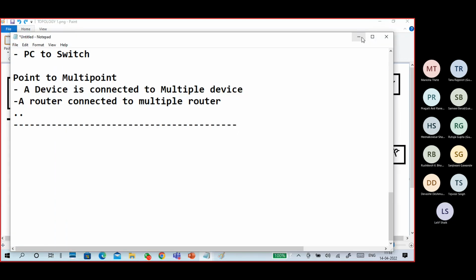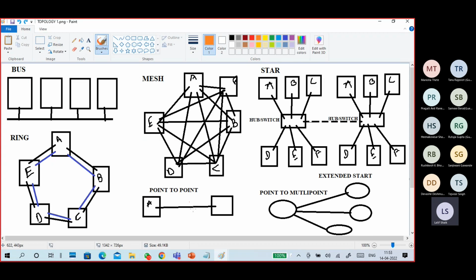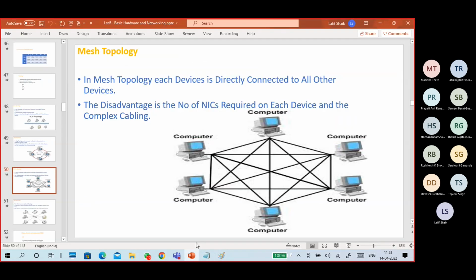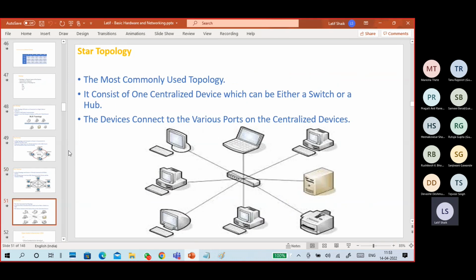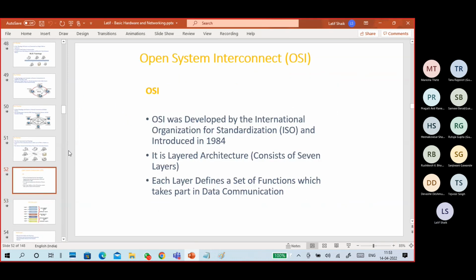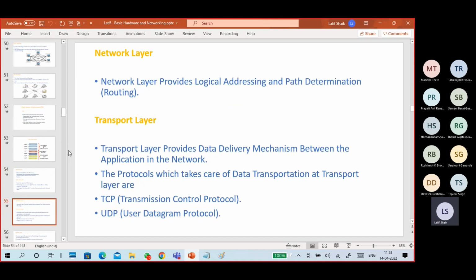Okay guys, so these are your physical topologies. Next we'll see the OSI layer.